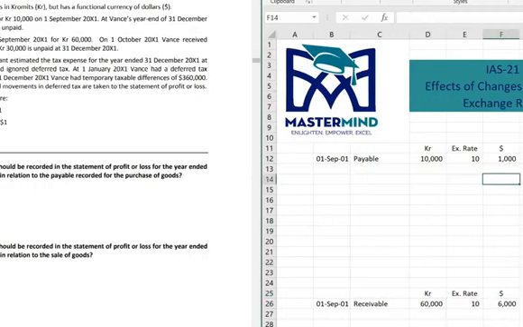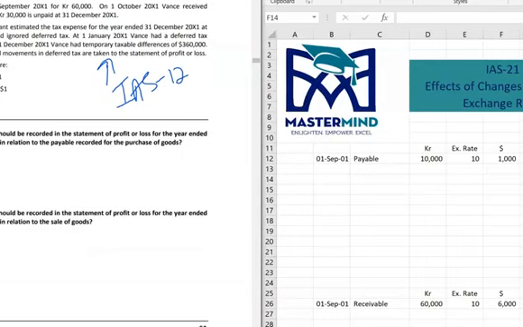Now, the question says we also have the relevant exchanges. I'm not reading this paragraph because this relates to IAS 12 income taxes, which we'll do later on. What gain or loss should be recorded in the statement of profit or loss for the year ended 30th September 2021 in relation to the payable recorded for the purchase of goods?